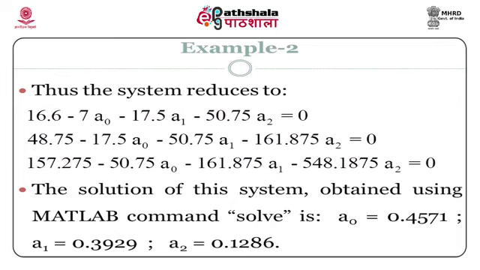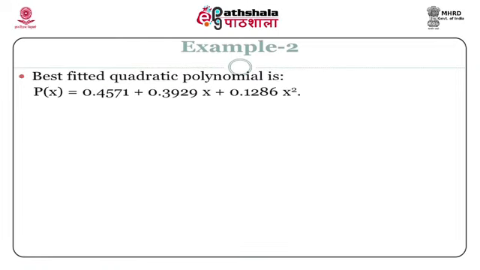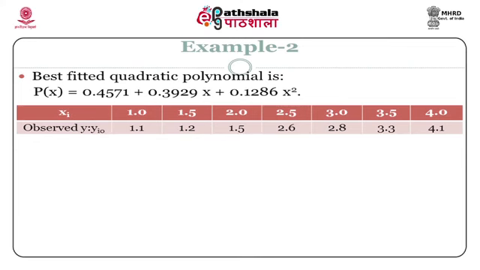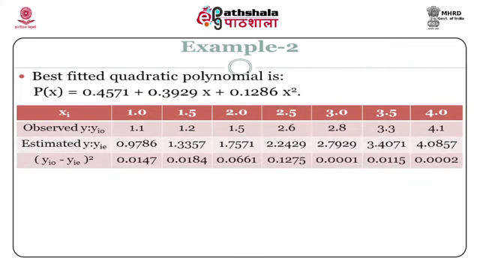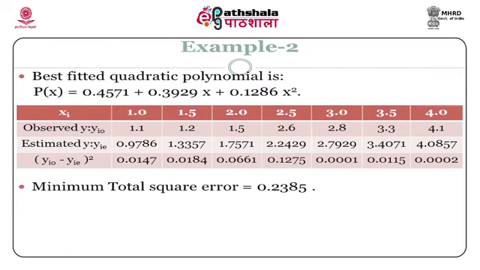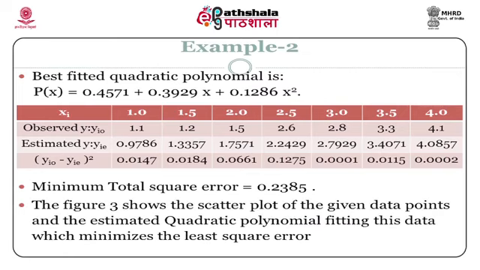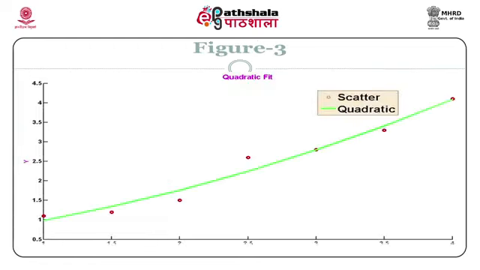And if you compare the observed values, this is the predicted polynomial: p(x) equal to 0.4571 plus 0.3929x plus 0.1286x square. The xi are given, the observed values are given already, the estimated values we compute from this relationship, and then we compute the error, and you can see that the minimum total square error is 0.2385. Figure 3 shows the scatter plot of the given data points and the estimated quadratic polynomial fitting this data, which minimizes the total square error. We can see here that the quadratic polynomial is fitting, and these are the scatter plots.